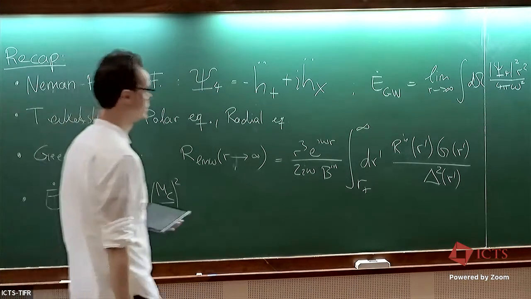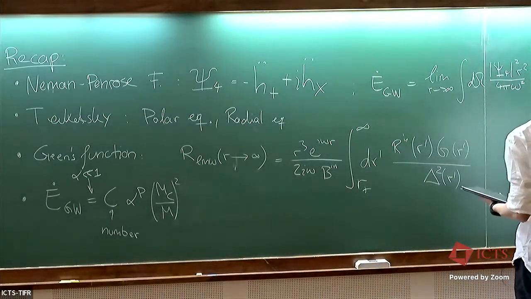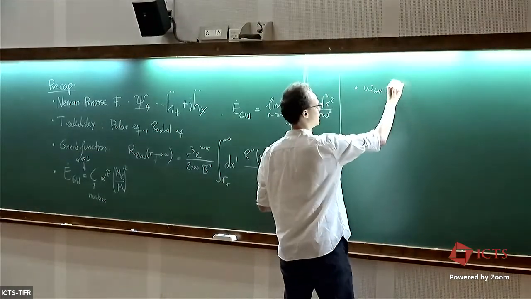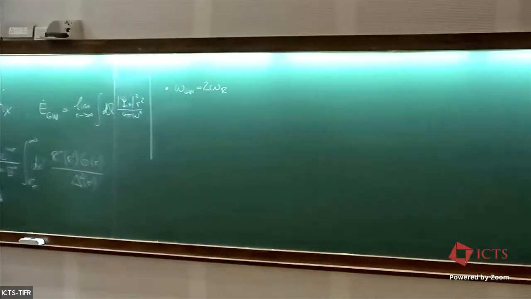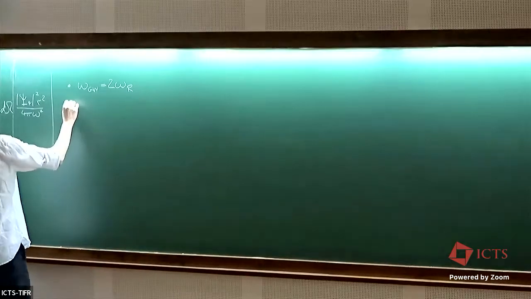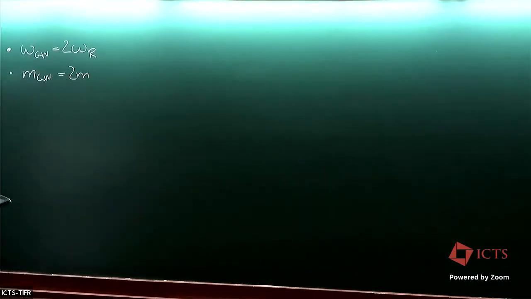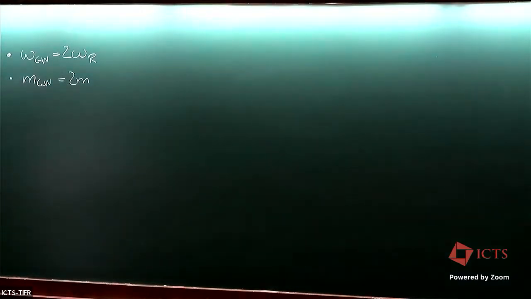Then we also learned that the frequency of the gravitational wave, the angular frequency omega GW, is exactly 2 times the angular frequency of the cloud. We learned that the azimuthal number of the gravitational waves is also exactly 2 times the azimuthal index of the cloud. And that's where we left off.